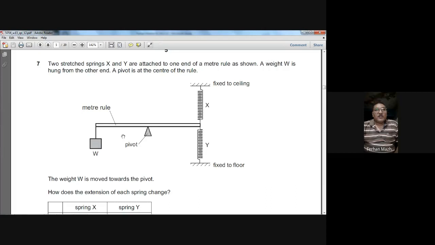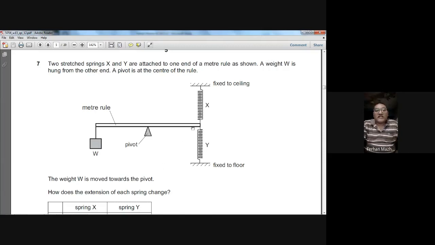This meter rule will move, it will rotate, it will tilt. It will move in a clockwise manner, because the anti-clockwise moment is now less and the clockwise moment is larger. So what will happen? This rod on the right side of the pivot will go down. The meter rule on the left side of the pivot will go up.